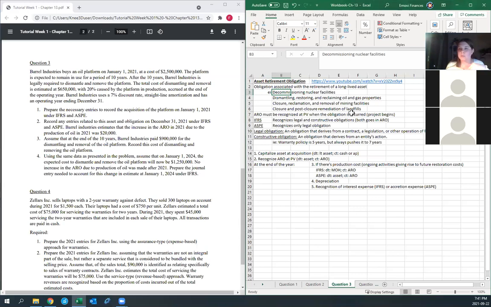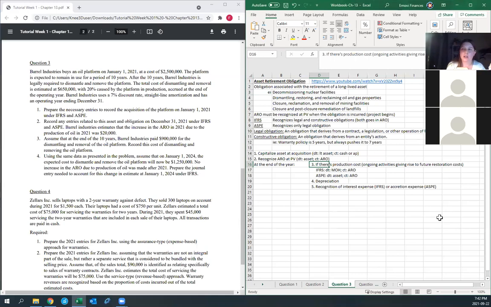There are steps for asset retirement obligations that you can follow, and it's pretty much the same thing every time. First, you capitalize the asset at acquisition, so you recognize that you purchased an asset. Then you recognize the ARO at present value. And at the end of each year of the project, so if the project is 10 years long, you're going to do these transactions 10 times. You're going to do one if there's a production cost, so if the activity during the year produced future restoration costs, you're going to have to recognize that.